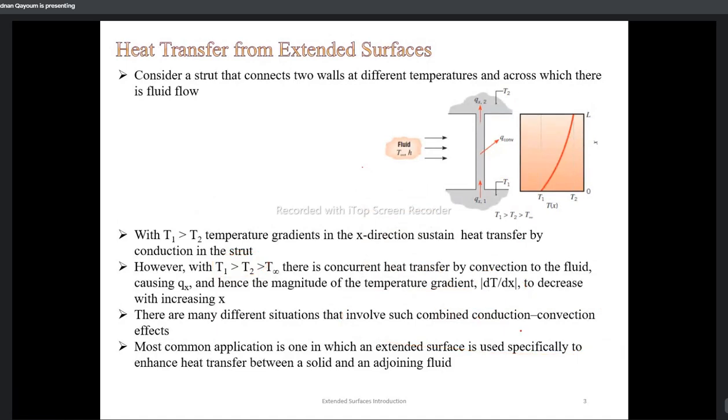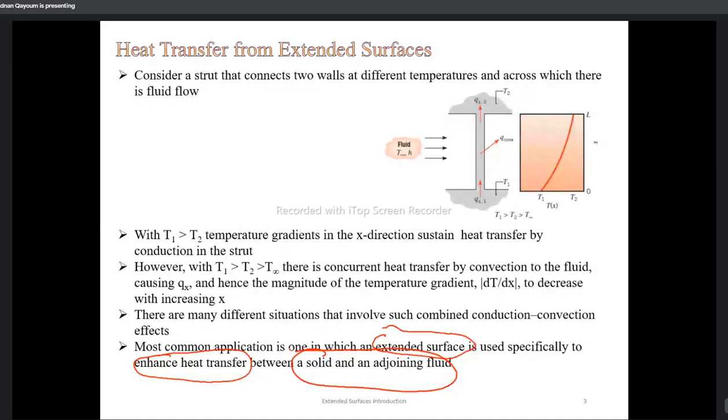So the most common application is one in which the extended surfaces are specifically used for enhancement of heat transfer. We just try to use these extended surfaces to enhance heat transfer between the solid and the adjoining fluid. So this extended surface, which I have added here, has a simple purpose: to enhance heat transfer.